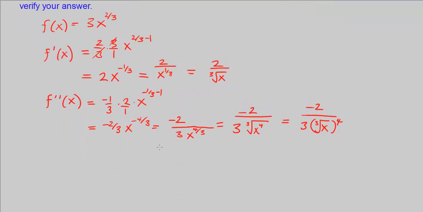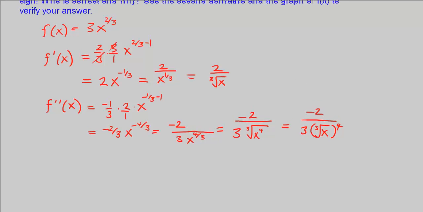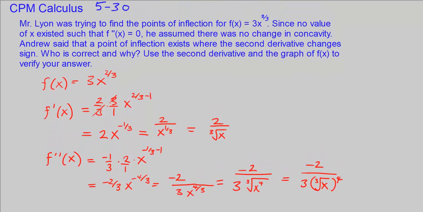And first of all, is the second derivative ever 0? No, because we have x in the denominator, and the denominator can never equal 0. Similarly, f prime of x can never equal 0, right? Because we have x in the denominator. X to the negative 1/3 means it's in the denominator as a positive x. So this is never equal to 0 as well.